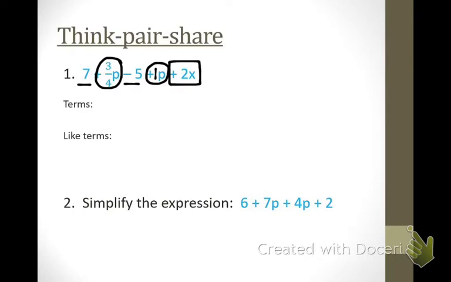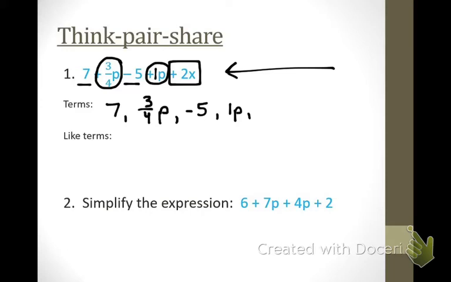This is what today's homework is going to look like. You're going to write this as your original problem. Then I want you to write the word terms and the word like terms on your notebook paper. What are the terms? Read it to me from left to right. The first one, 7. The next one, positive 3/4 p. Next one, -5. Next one, 1p. Last one, 2x.